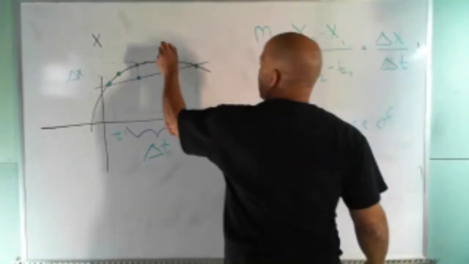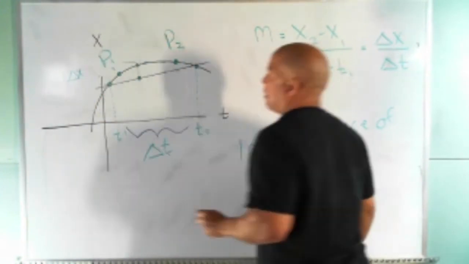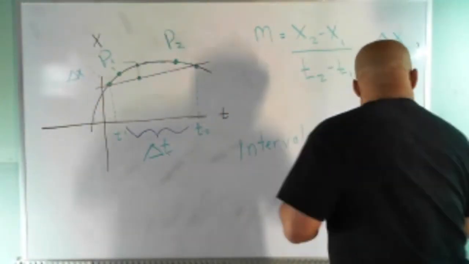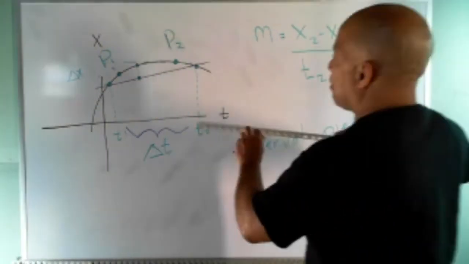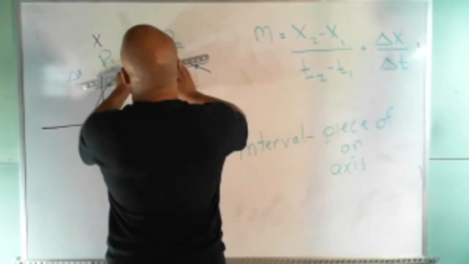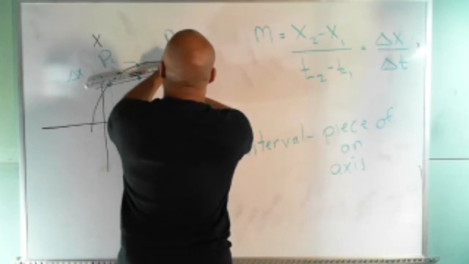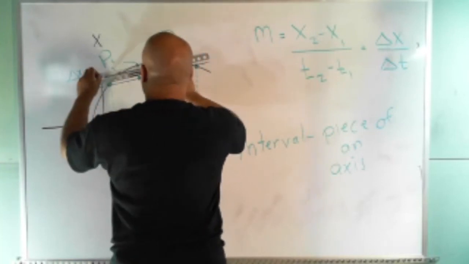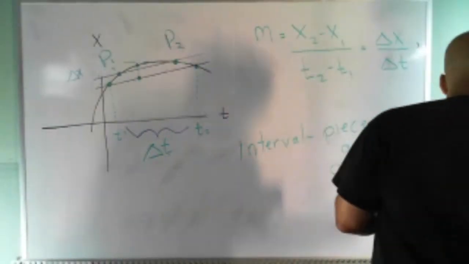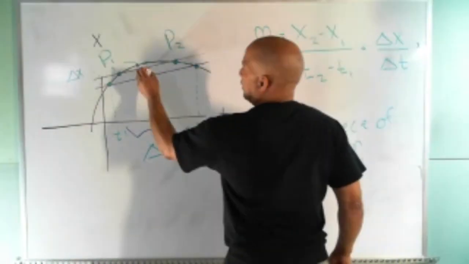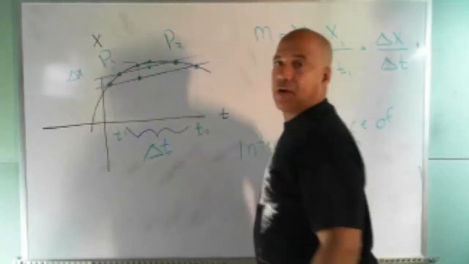And now P2 is here and P1 is there. Now let me draw my secant line. So now when I draw my new secant line, look what I do now. If I take a point on this secant line, look how close it is to a point right above it on the curve.